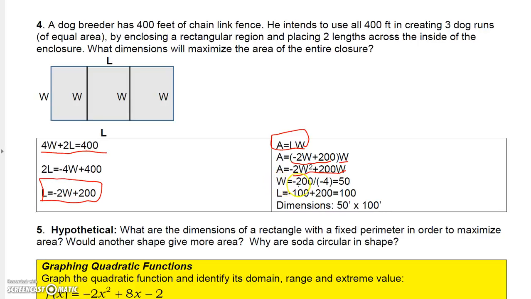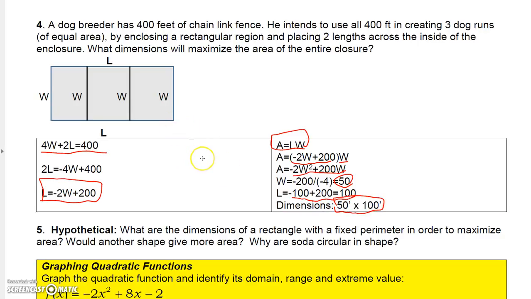W would be using the minus b over 2a. I get minus 200 over negative 4, which is 50, and so that's the width. And then for the length, I just plug the 50 into this function over here, and I get L equals minus 100 plus 200, which is 100, the length. So the dimensions are 50 feet by 100 feet. That would maximize the area.